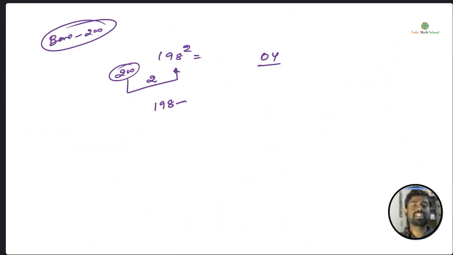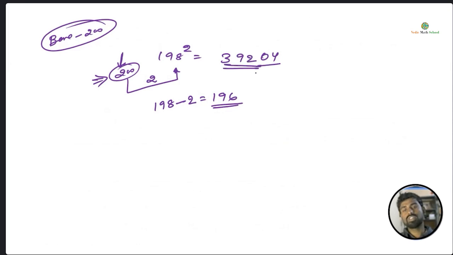Here we are going to do 198 minus 2. So the number is what? 196. Now, all these processes are similar to the base value 100. Nothing different, right? Now, what is the difference? In case of 100, we don't have to multiply with 1, because multiplying with 1 doesn't affect any value. So we don't do the multiplication. But in case of 200, we have to multiply with 2. So this value is going to be doubled. 196 multiplied by 2 is 392. So 39204 is the answer of this.